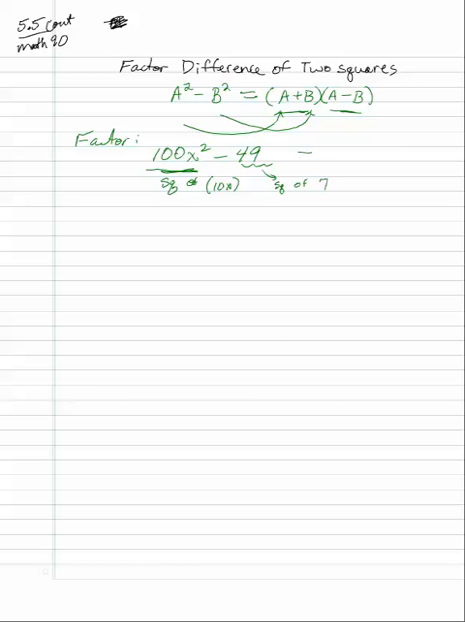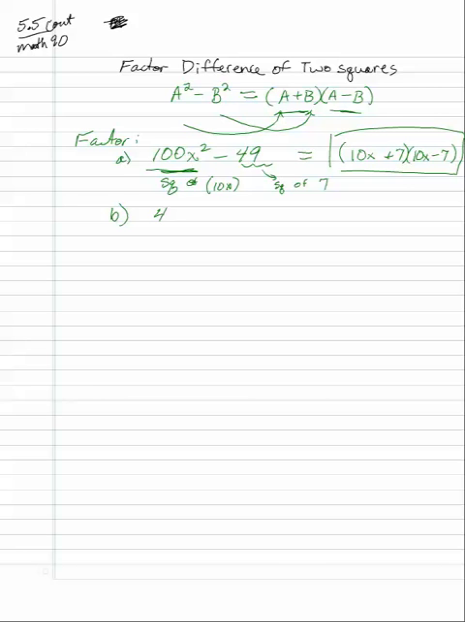So the answer is going to be 10x plus 7, 10x minus 7. And you're done. I refer to these as my friends, right? They come up a lot. They're super easy to do, so you've got to recognize them like you would recognize your friend.